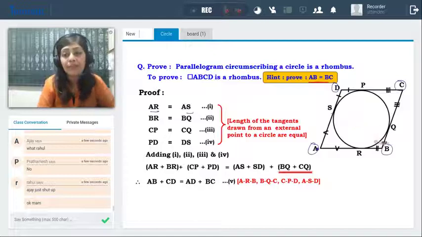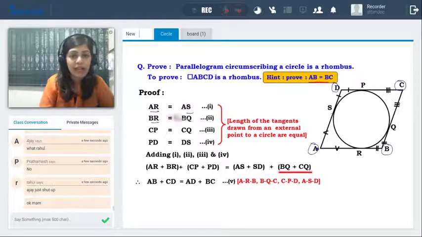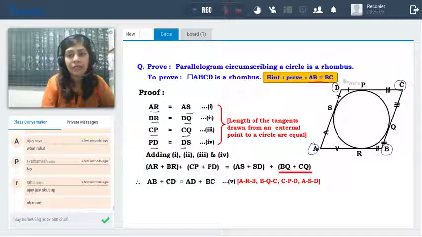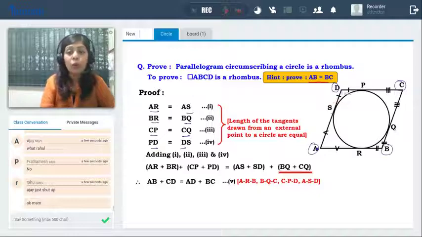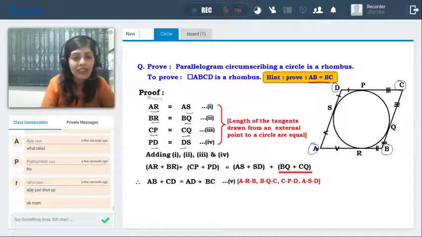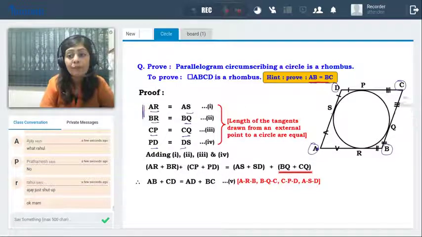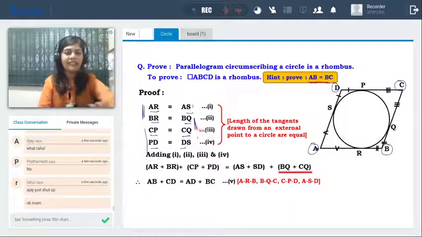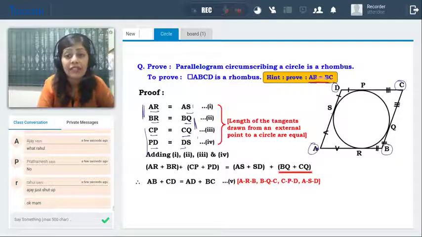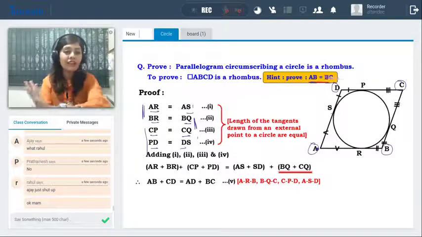Now, what do we have from B? BR equal to BQ. So we have marked that BR equal to BQ. Similarly, CP equal to CQ, DP equal to DS. Now, students, again we have acted very smart. We need AB equal to BC. So what we have done, we have kept all the parts of AB on one side, all the parts of BC, which is BQ and QC, on the other side. Yes, so automatically the remaining will come on left hand side and right hand side. Now, why have we done that? Because we need AB on the left hand side, BC on the right hand side.